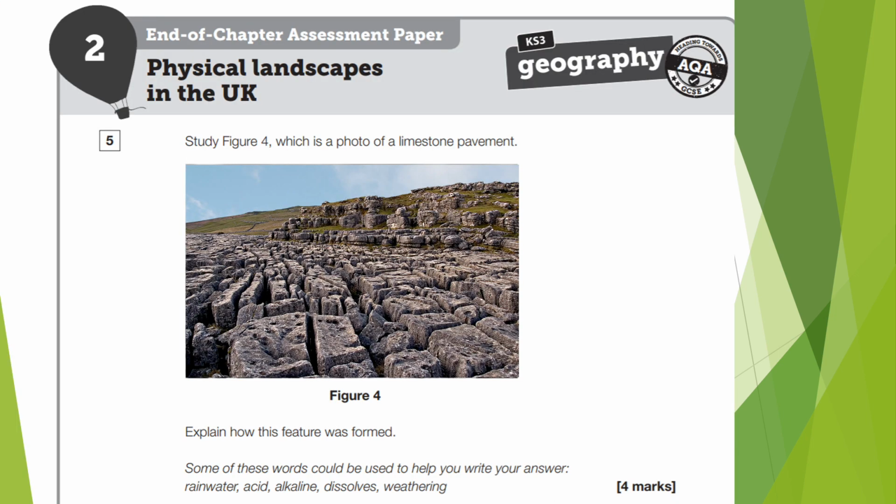So the question we're going to have a look at today is this one. It comes from the topic of physical landscapes in the UK, worth 4 marks. Study figure 4, which is a photo of a limestone pavement. Explain how this feature was formed. Some of these words could be used to help you write your answer: rainwater, acid, alkaline, dissolves, and weathering.